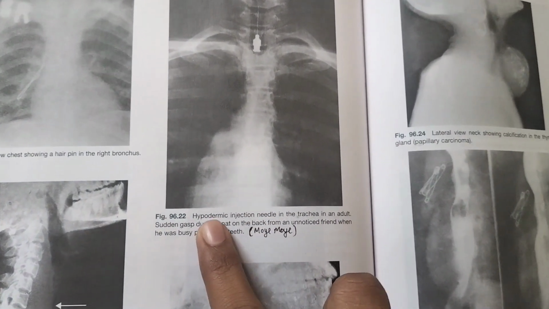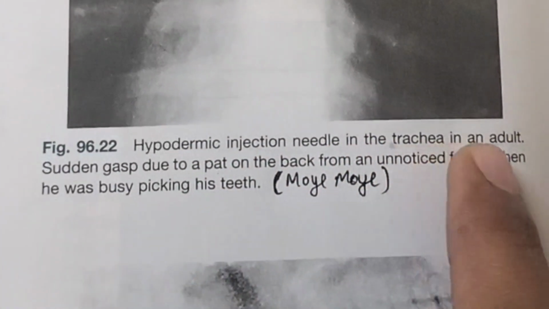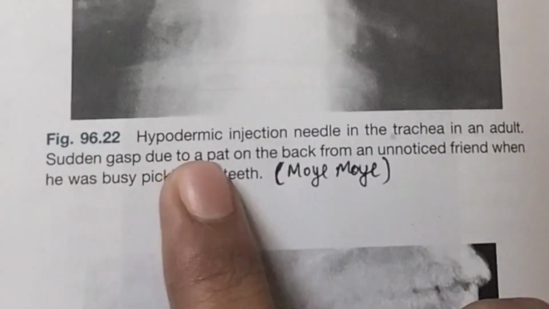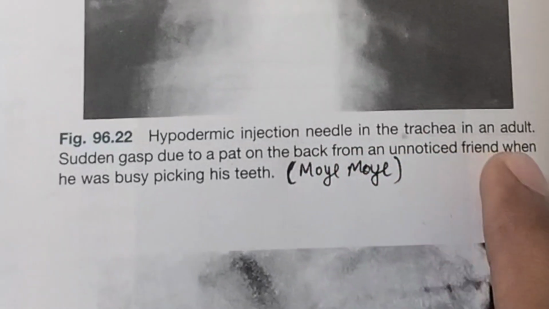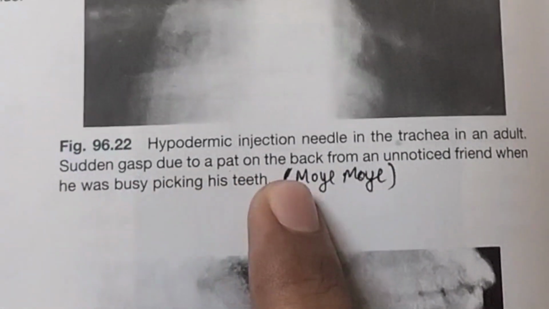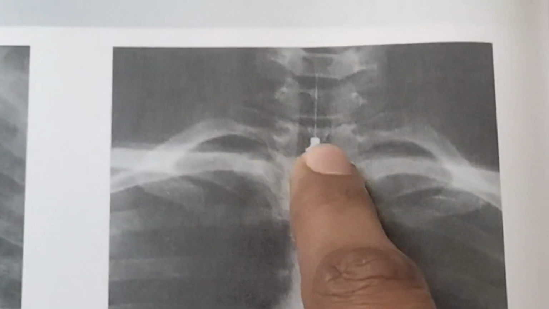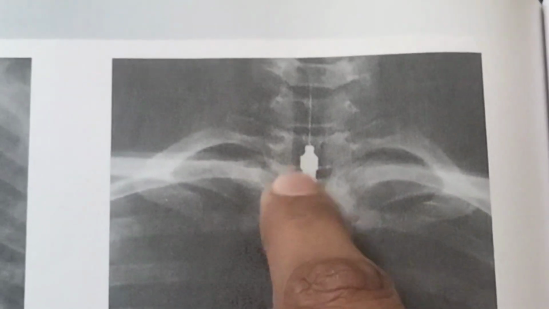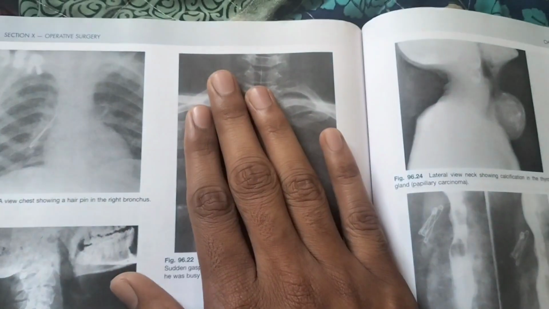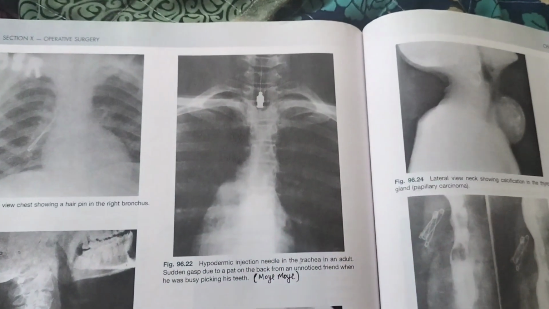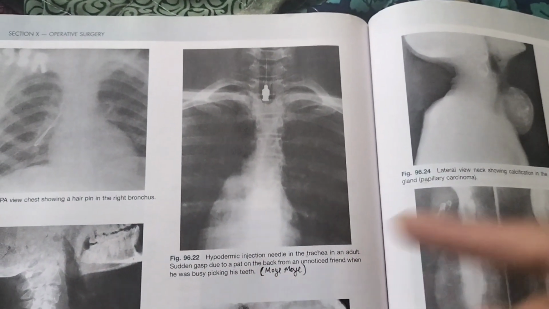Here you can see a hypodermic injection needle in the trachea in an adult: a sudden gasp due to a pat on the back from an unnoticed friend when he was busy picking his teeth. You can see the hypodermic needle here. The person was pricking his teeth and someone patted him on the back, so he swallowed it. Okay, this is the interesting one.